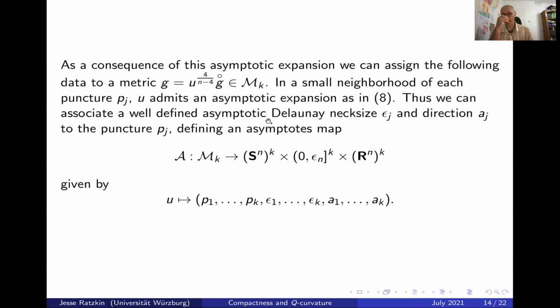And it's still open how well this asymptotic map describes the moduli space. So for instance, near certain points, this asymptotic data should parameterize the moduli space, but it is also probably not true that one can associate a point in moduli space to any choice of parameters listed here.